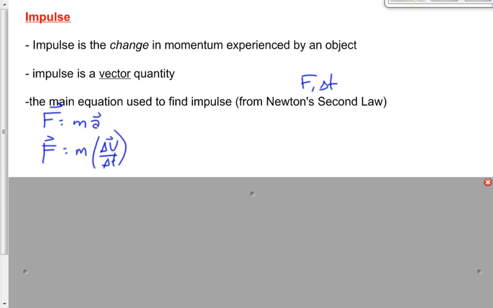Let's rearrange this just a little bit here. Let's take the t up by multiplying. I get F times delta t is equal to m times delta v. That's just rearranging. That's just algebra, so that's okay.